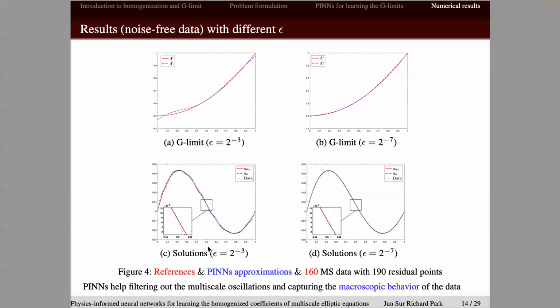But if you look at this case where we have relatively large epsilon, you can see that there's some deviation between our multiscale data and the ground truth homogenized solution. But if you look at our approximation, the blue line, you can see that it's following the behavior of the ground truth homogenized solution, instead of following the behavior of our oscillatory data. This is because of the physics-informed regularization that PINNs provide.